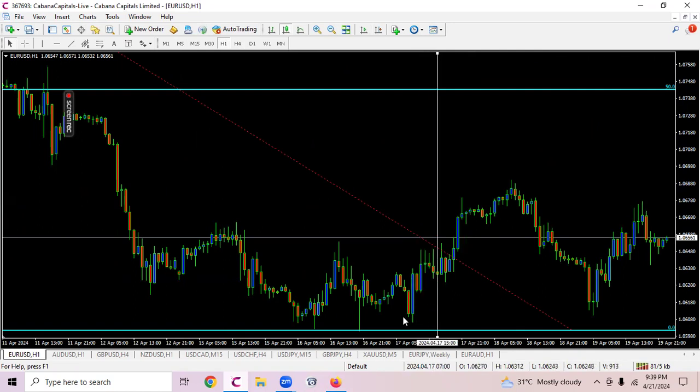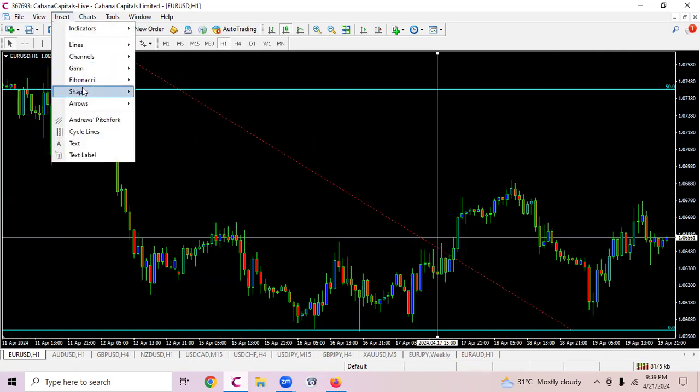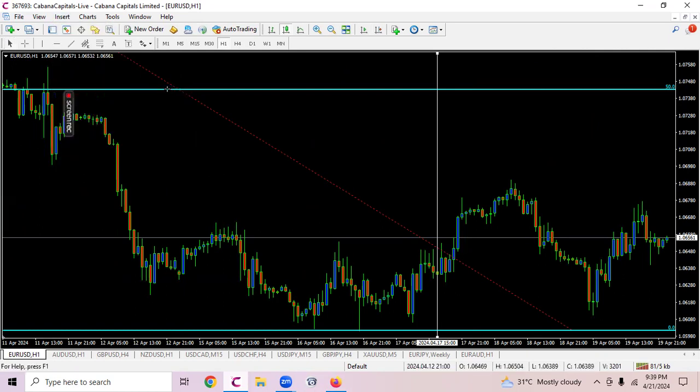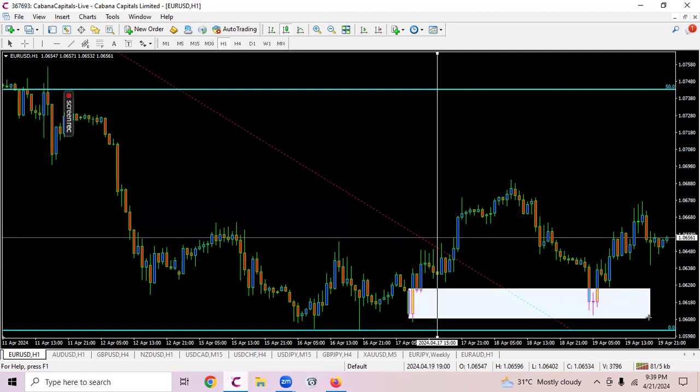As you know, this is an order block. This is an order block, which is one of the 7 reference points of the institution's order block.